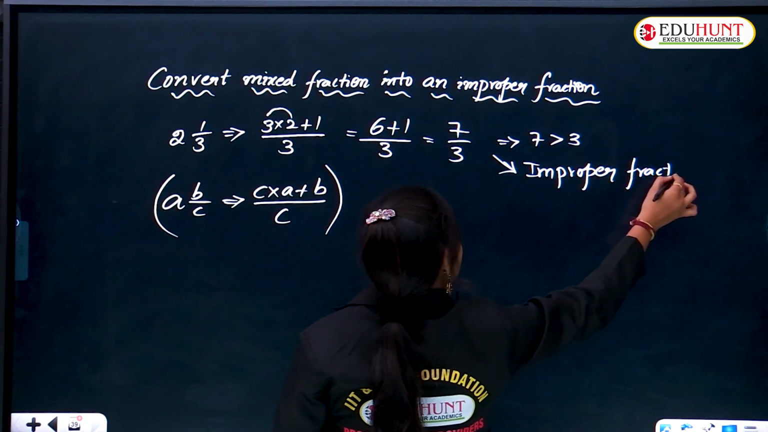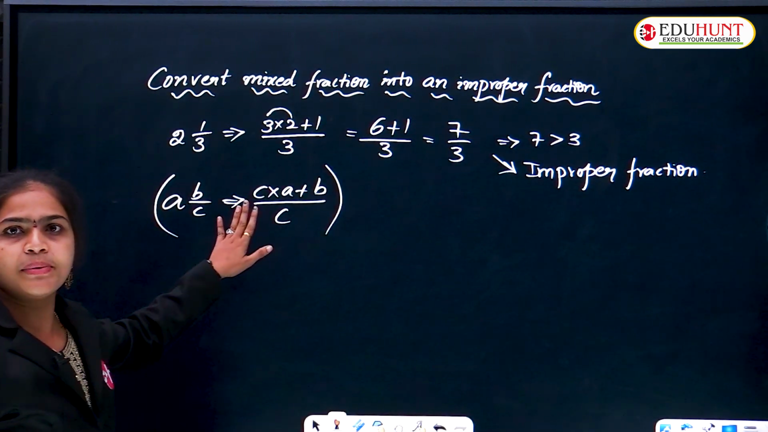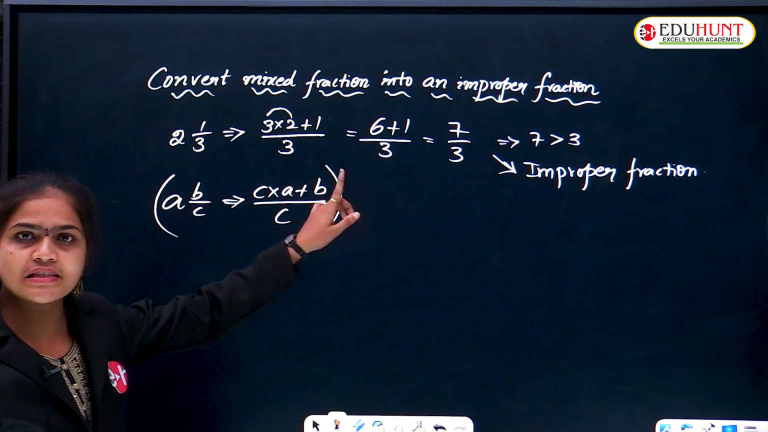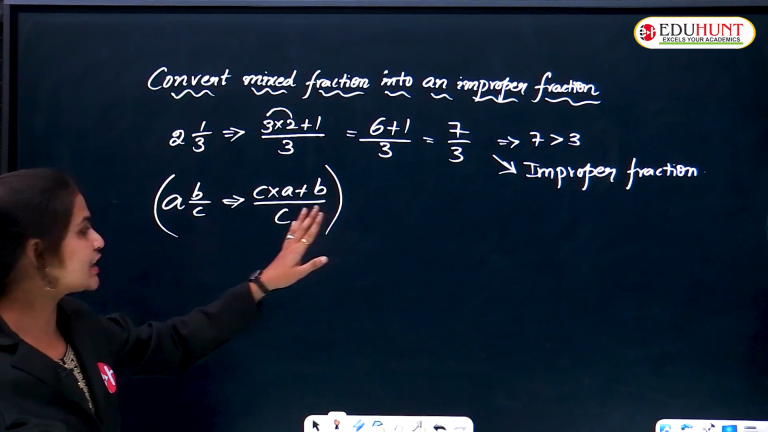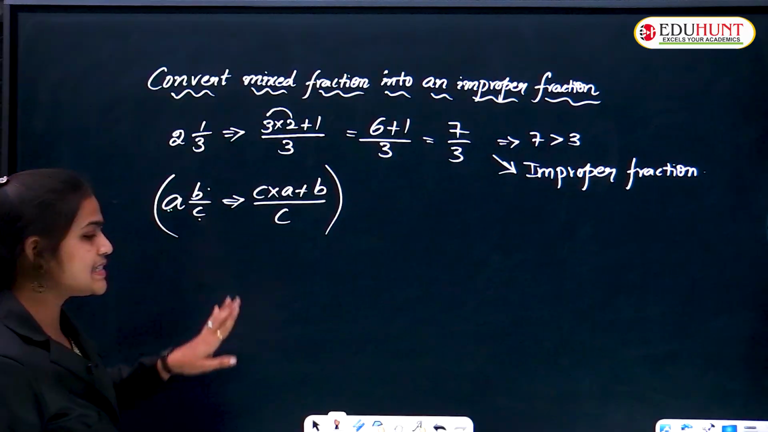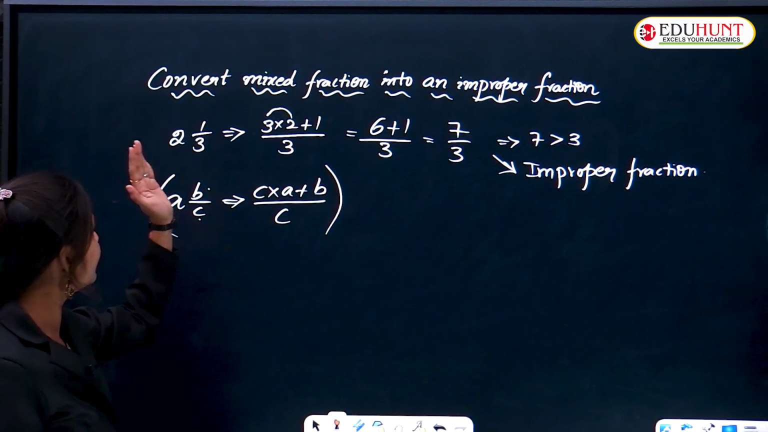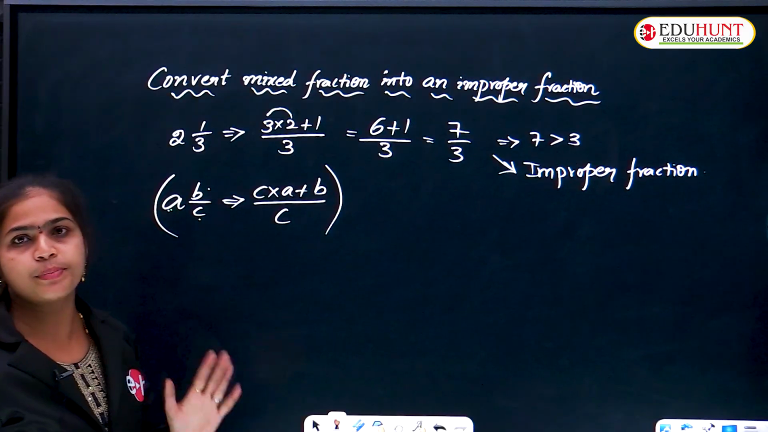Did you understand this concept? A and B by C. To convert into an improper fraction, it is C into A plus B, whole by C. In this manner we have to convert mixed fractions into improper fractions.